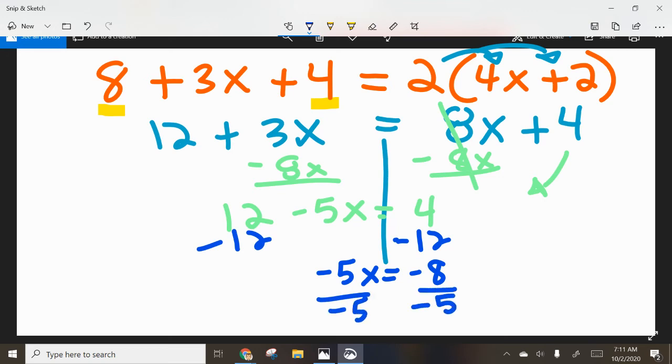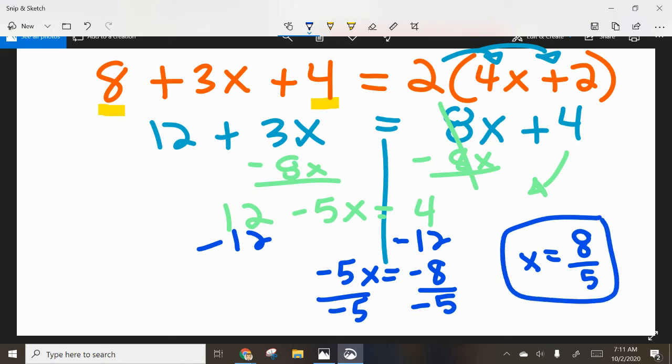All right, so my final answer is x equals positive 8 over 5. Why is it positive? Because you have two negatives. You can leave it as an improper fraction. That's not a big deal. You can always leave them as improper.